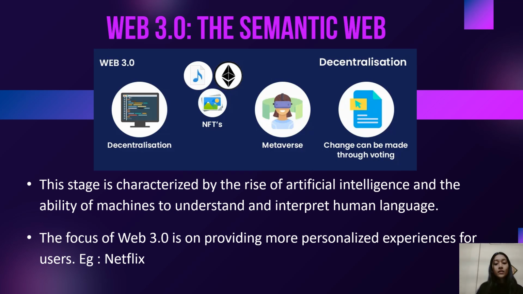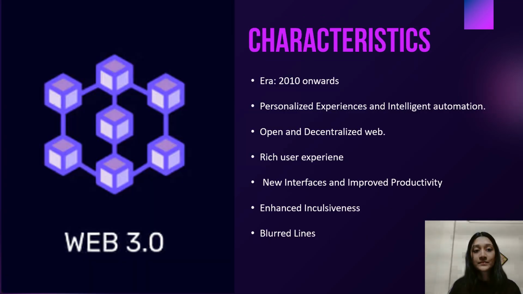For example, Netflix uses machine learning and artificial intelligence, and it provides recommendations to people based on their browsing history. And there was also the rise of voice assistants, as we can see that Amazon introduced Alexa in 2014, which can understand human language, interpret it, and reply in the same way.